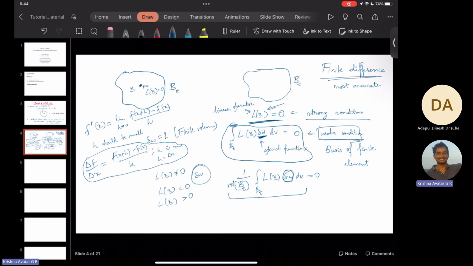No, the thing is, Dinesh, you can never have any method which is more accurate than finite difference. Finite difference is the gold standard. The only reason finite difference cannot be used everywhere, we know the reason, right? It's because of the arbitrariness of our body shape.